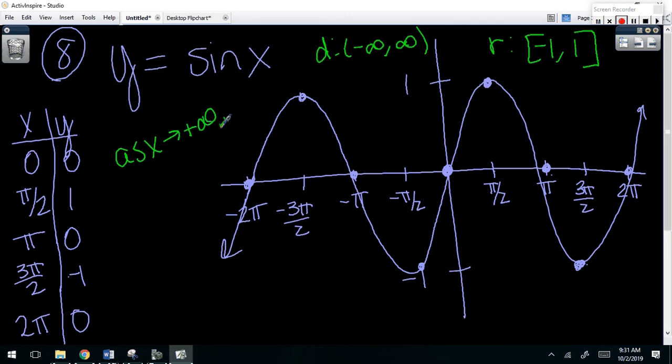So as x goes to positive infinity, y oscillates between -1 and 1. Everything is different when we start getting into trig functions.